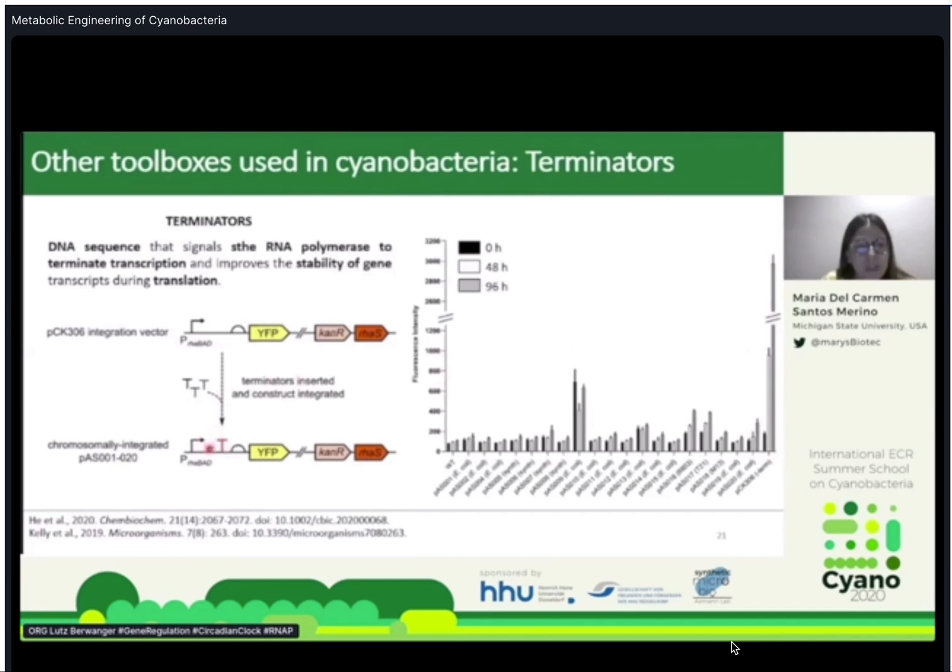And the idea is to test which terminators are able to reduce the amount of fluorescence that we are going to get after inducing the promoter. And as you can see here, most of them, the E. coli terminators and synthetic terminators, work very well, not the phage one.